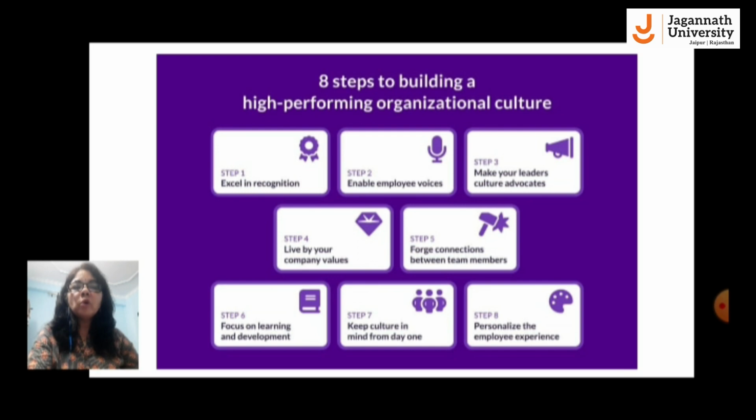Then step 5 is forge connections between team members. There are people who enjoy doing work single-handedly, but we have discussed that strong or great organizational cultures always encourage team spirit. So these connections have to be developed between the team members so that the sense of belongingness to the team is there, which will eventually lead to a sense of belongingness towards the organization. Step 6 is focus on learning and development. Organizations must regularly take initiative for new learnings and development of their employees wherever the opportunity lies.